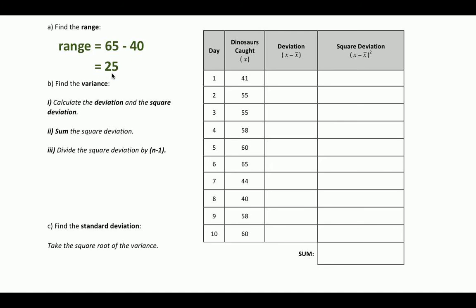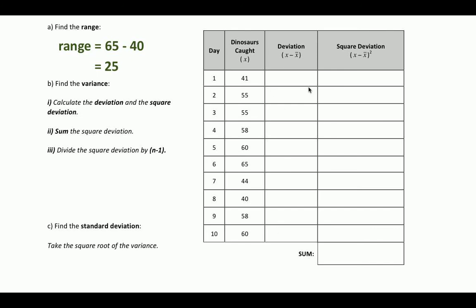So instantly we see that there's a big difference. Yours was 90. Mine was much more spread out. This is much smaller. So let's find the variance. And again, follow these steps. We want to calculate the deviation for each point, and then the square deviation for each point. We want to take the sum of that, and then divide by n minus 1.